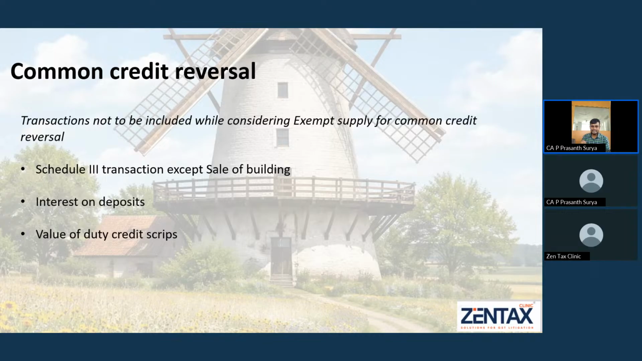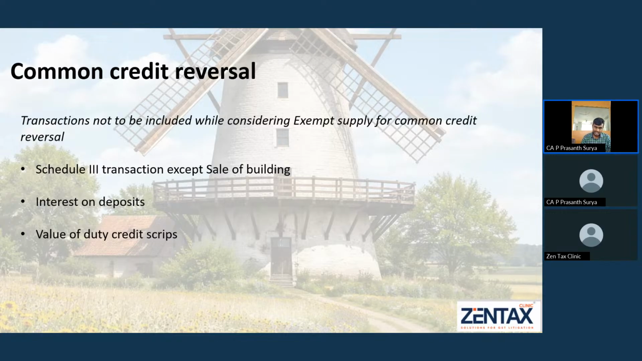So what are the other common transactions which should not be included in the exempt supply turnover? Because if the exempt supply turnover is more, the common credit reversal will be higher. If the exempt supply turnover is less, the common credit reversal will be relatively lower. So in that scenario, it is very important to know what is exempt supply, what are the supplies that should be included while calculating exempt supply, and what are the supplies that are to be excluded.